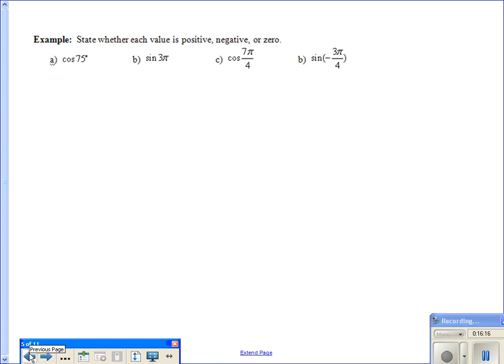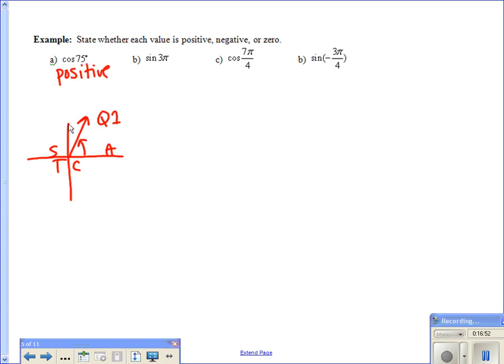Going back to here, it says state whether each value is positive, negative, or 0. So if I want to state whether each value is positive, negative, or 0, I need to first figure out what quadrant we're in. So looking at A, I have cosine of 75 degrees. This is the angle that we would have in standard position. That means we are in quadrant 1. So "All Students Take Calculus" in quadrant 1. Cosine of 75 degrees is going to be a positive value.